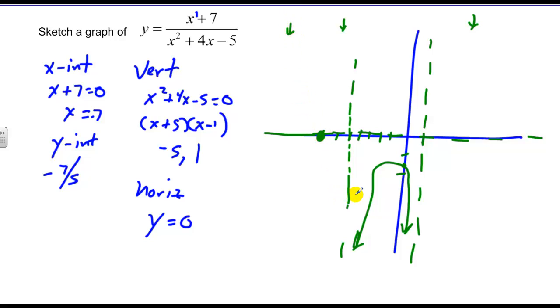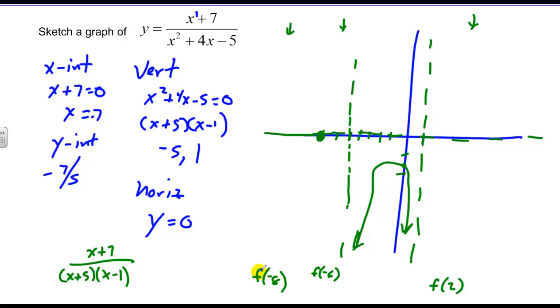So I'm going to have to pick some points. Pick a point to the right of this vertical asymptote, or 1. So I'm going to pick f of 2. Pick a point to the right of that intercept, so that would be like f of -6. And then pick a point to the left, which is f of -8. And I'm going to plug it into the factored form of this equation, which is x plus 7 over x plus 5, x minus 1. The reason why I plug it into the factored form is I just want positive and negative values.